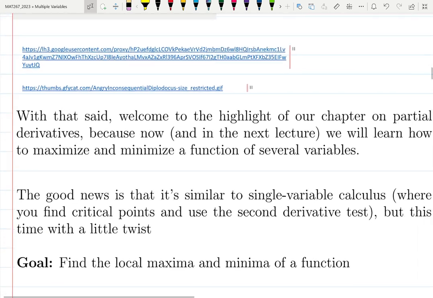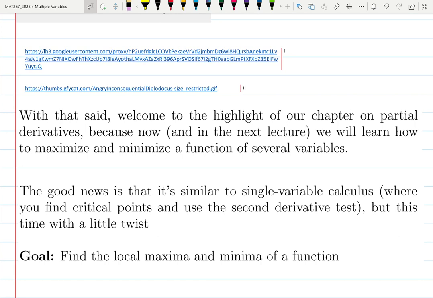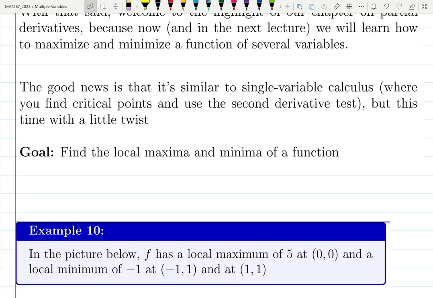Now, finally, welcome to the highlight of the chapter on partial derivatives, because in the next lecture we will learn how to maximize and minimize a function of several variables. The good news is it is similar to whatever we learned in Calculus 1, single variable calculus, where you need to find a critical point and use the second derivative test. We had the first derivative test and so on. But this time, we will have a little twist.